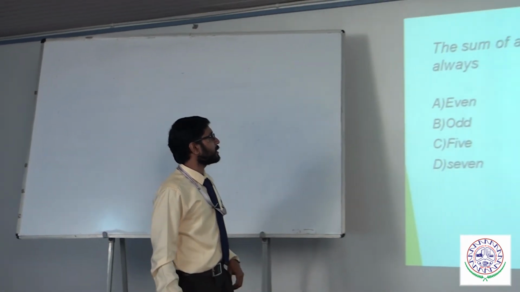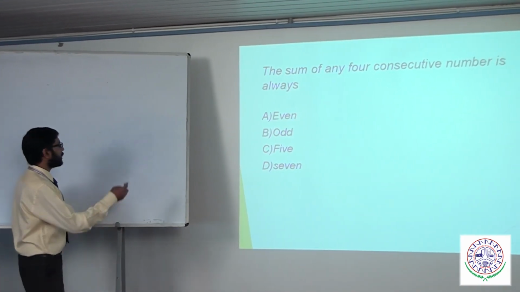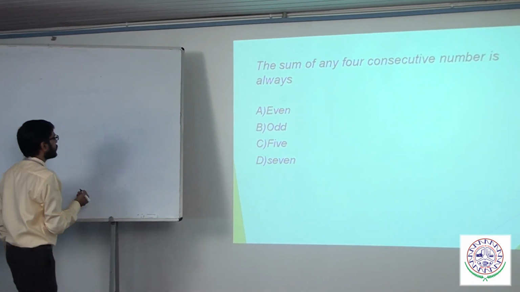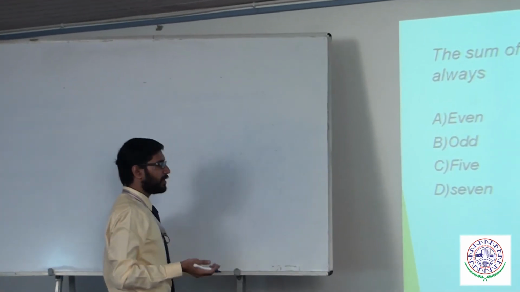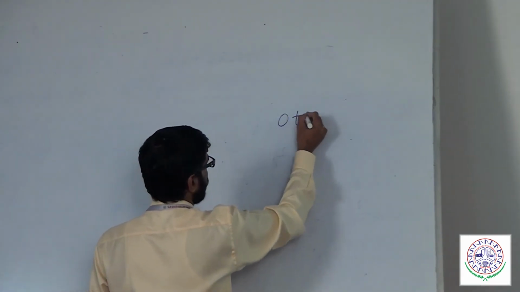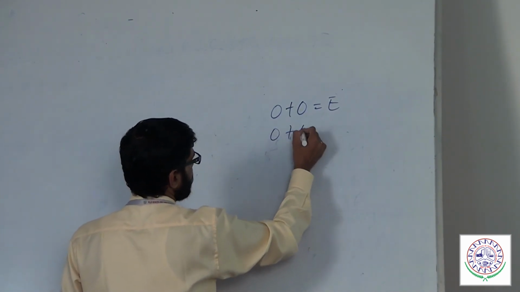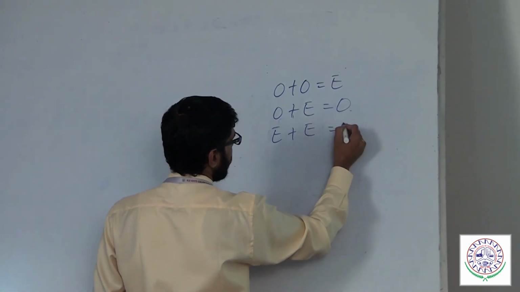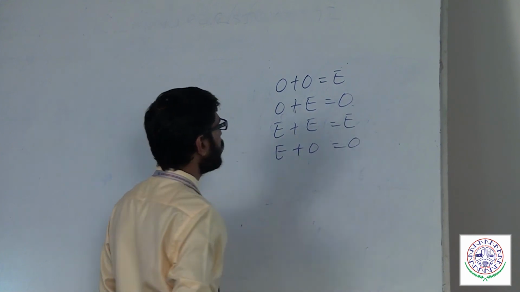Next question: the sum of any 4 consecutive numbers is always. For this we'll understand the basics. If you take any 2 consecutive numbers, one will be odd and one will be even. You need to understand this technique first. Odd plus odd is always even. Odd plus even is always odd. Even plus even is always even, and even plus odd is also odd. So you need to understand this.